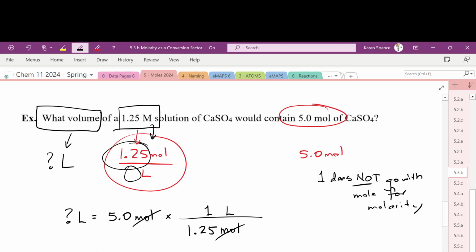Are we happy with the significant figures? 5.0 has 2 sig figs. 1.25 has 3 sig figs, so we need to add another 0.0 liters.